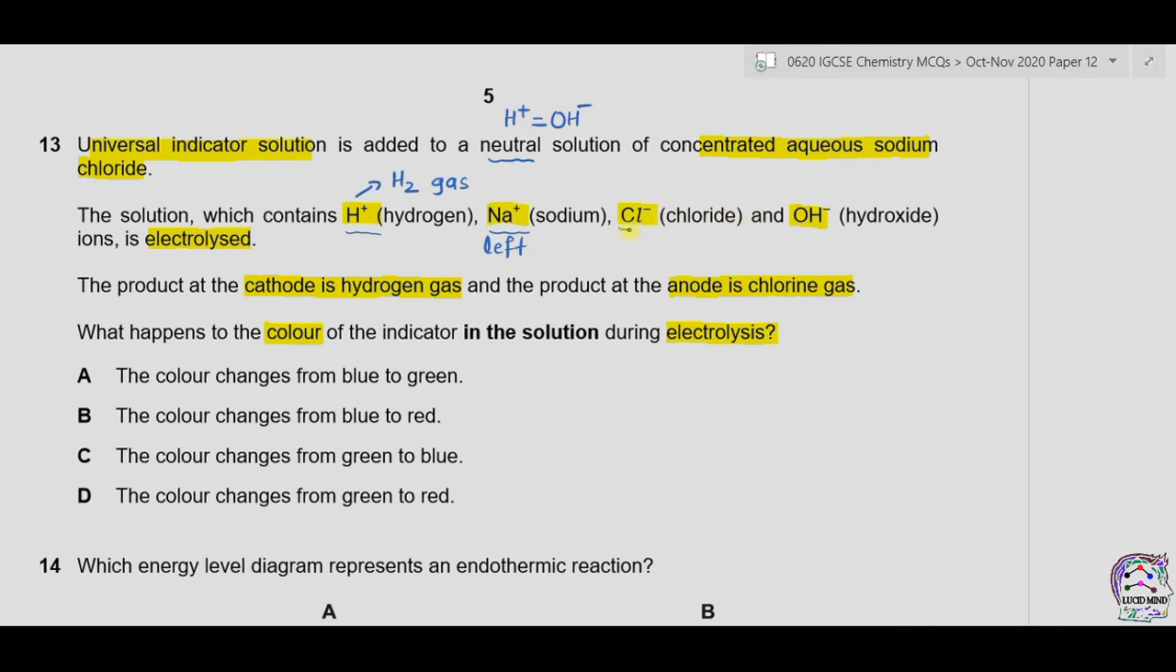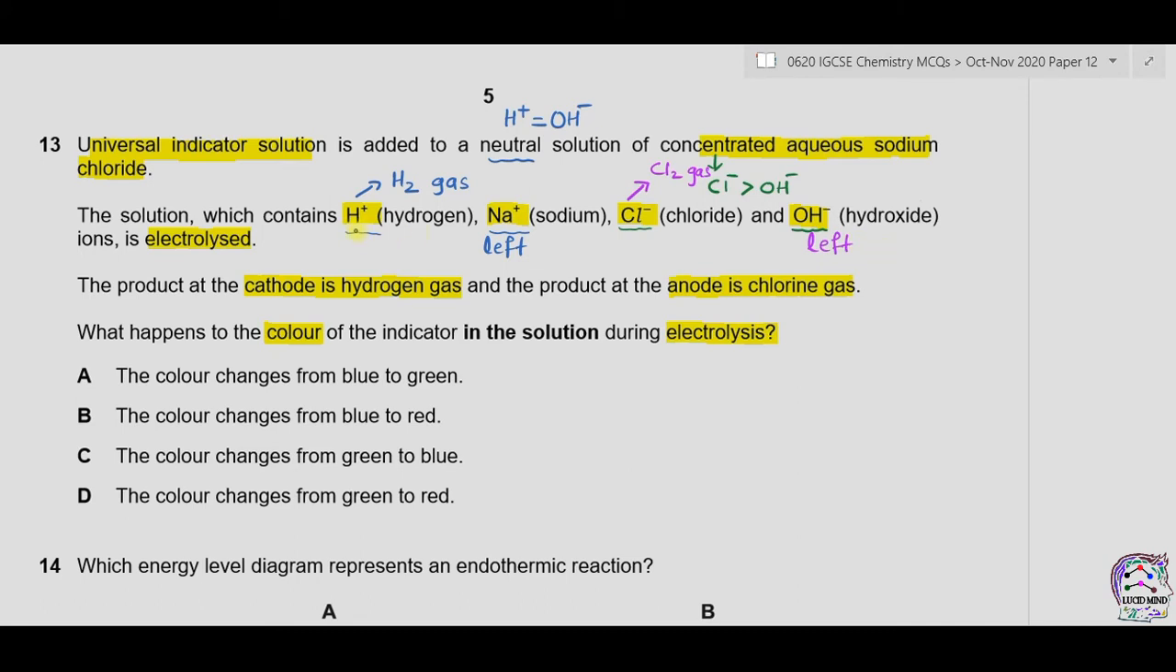Among the anions, we have chloride anion and hydroxide anion, but as the solution is concentrated, it means that chloride ion is in higher concentration as compared to hydroxide ion. So we can say that chloride ion will lose electron to form chlorine gas, and hydroxide ions are left behind in the solution.